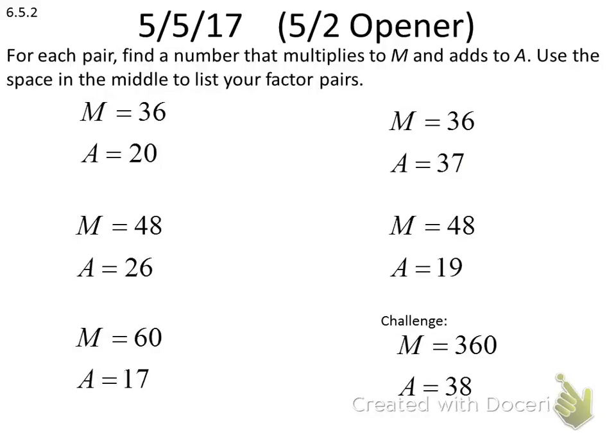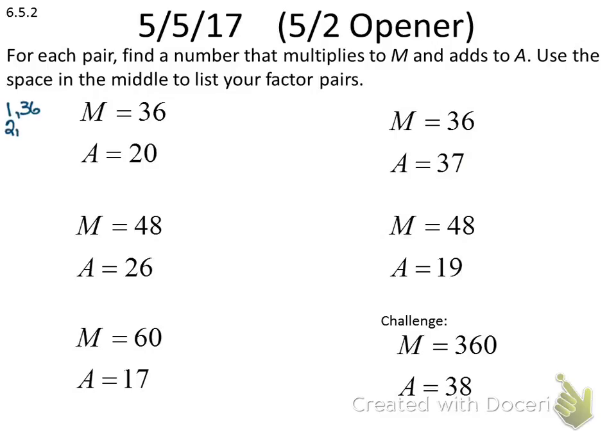So our goal is to find what two numbers, what two factors, I can multiply together to get 36. I like to do my factors in order. It helps me keep everything nice and organized. So the first factor is 1 times what gets me to 36? 36. Okay. 2 times what gets me to 36?